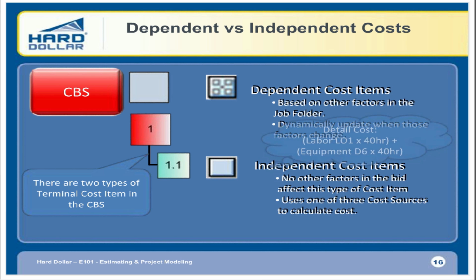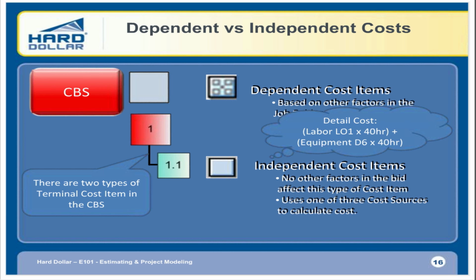The second type of terminal cost item is referred to as an independent cost item. These terminal cost items are not affected by any other factors in the bid. The independent cost item can use one of three cost sources to calculate its cost. An example of an independent cost item would be an item which has a detailed cost source with one labor resource and one piece of equipment, each employed for 40 hours. The cost for this item would be calculated based on the labor and equipment hours and the production that is established to complete the work with those resources.